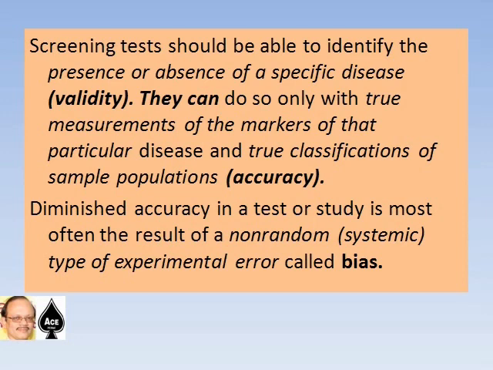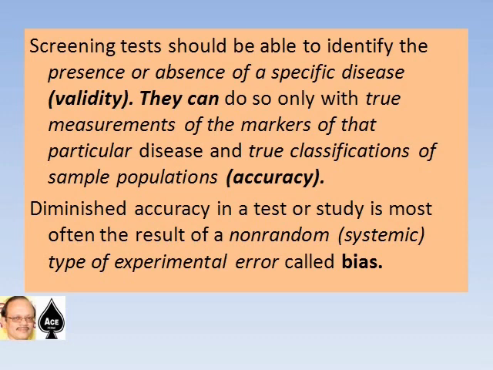Diminished accuracy in a test or study is most often the result of a non-random type of experimental error, a systematic type of error called bias.